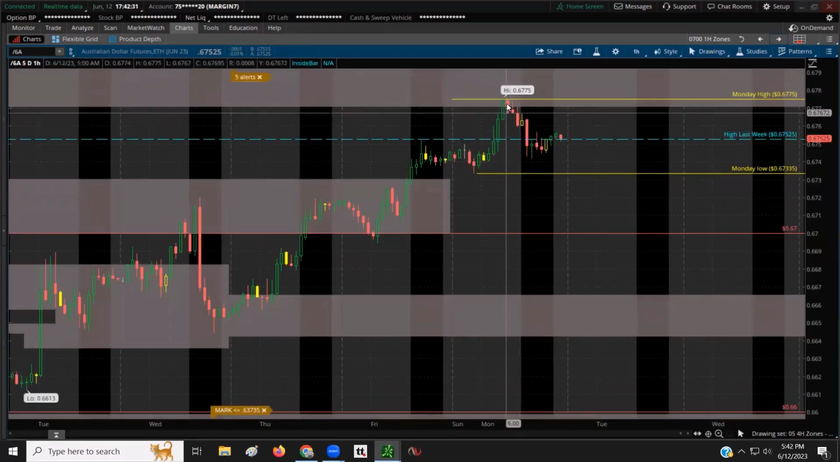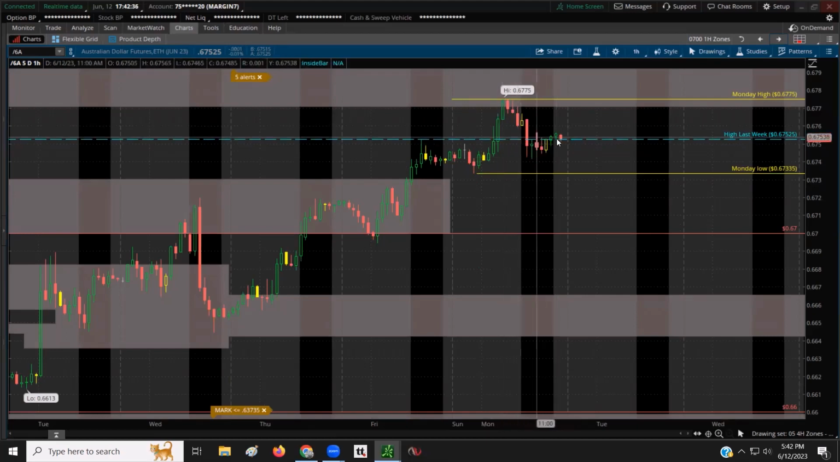Australian dollar, same thing. Got the Monday high, Monday low labeled, broke above last week's high. That's where we're trading right now. Slow consolidation here. Impulse move up, retracement. Nice. Again, it looks stronger, better than what we saw with the British pound. British pound was panic selling.